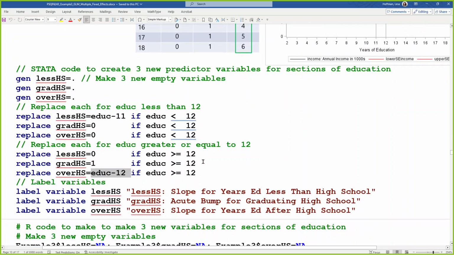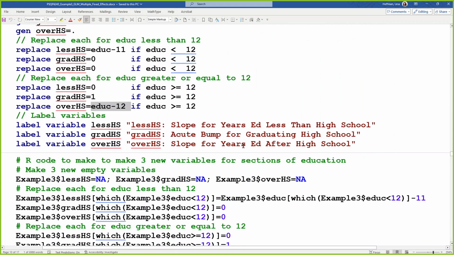So figuring out how to do the functions, I think, is the hardest part of this. After that, you're pretty much home free. And then I have labels, of course.